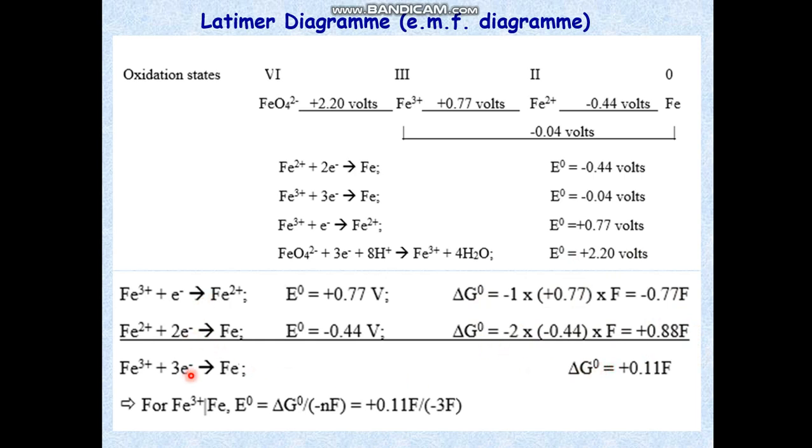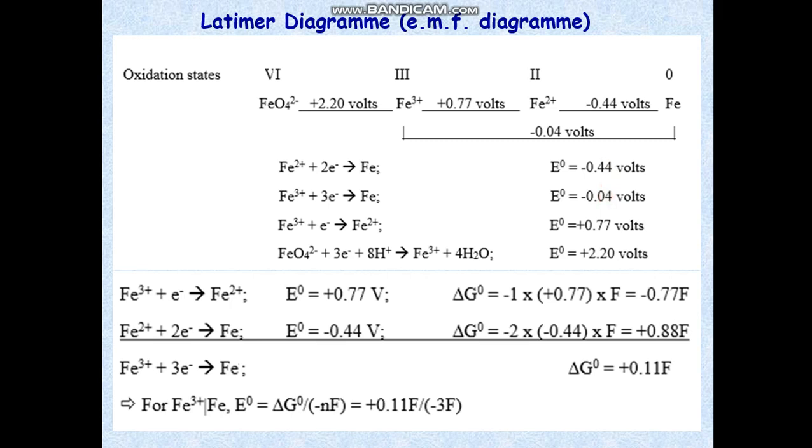So we get the delta G0 value of the third equation, that is Fe3+ plus 3 electrons equal to Fe. Now this delta G0 is actually equal to minus nFE0. So E0 equals delta G divided by minus nF, so minus 3F, because 3 electrons are involved here. So 0.11 Faraday divided by minus 3 Faraday produces the result minus 0.04 volts. So this is the way we can use the Latimer diagram to find out the redox potential of a system with the help of two other systems.